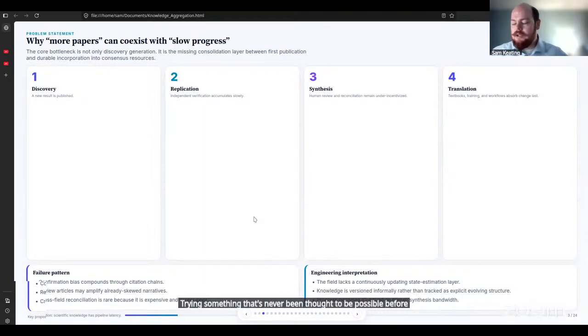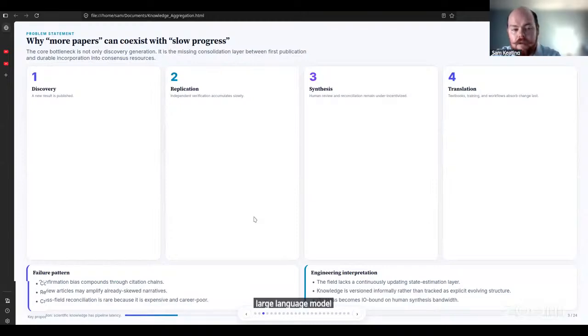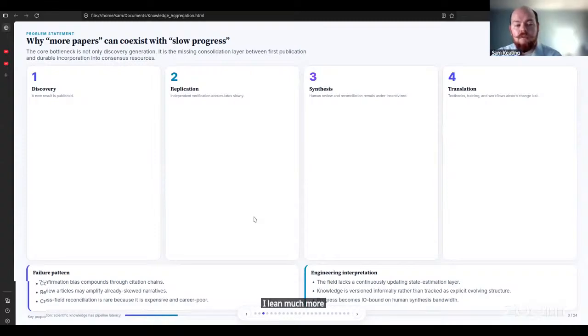And one of the things I'll be speaking to in more depth is the decision tree of why I have leaned heavily into building with local, free, and open source AI, large language model era tools. Collectively, the tools we have at our disposal today, and not just exclusively LLMs or foundation models even. I lean much more heavily into local, free, and open source because there's a lot more value we can get from exercising the translational axis with existing proposed solution frameworks and even just basic science that has been already published that no one really necessarily knows about, because search is still an unsolved problem.